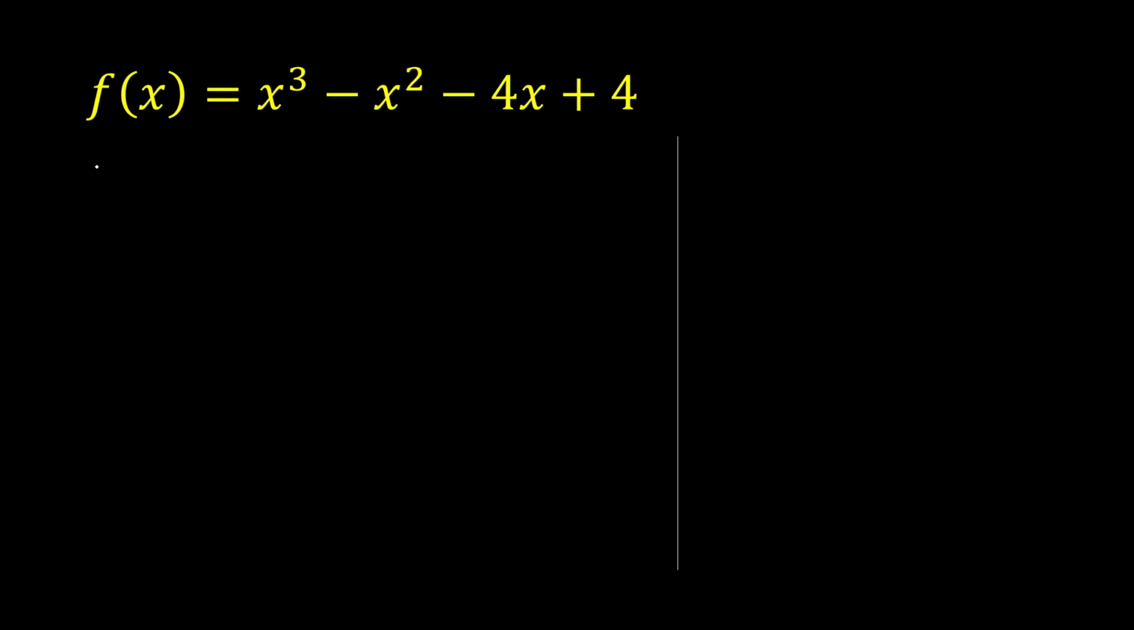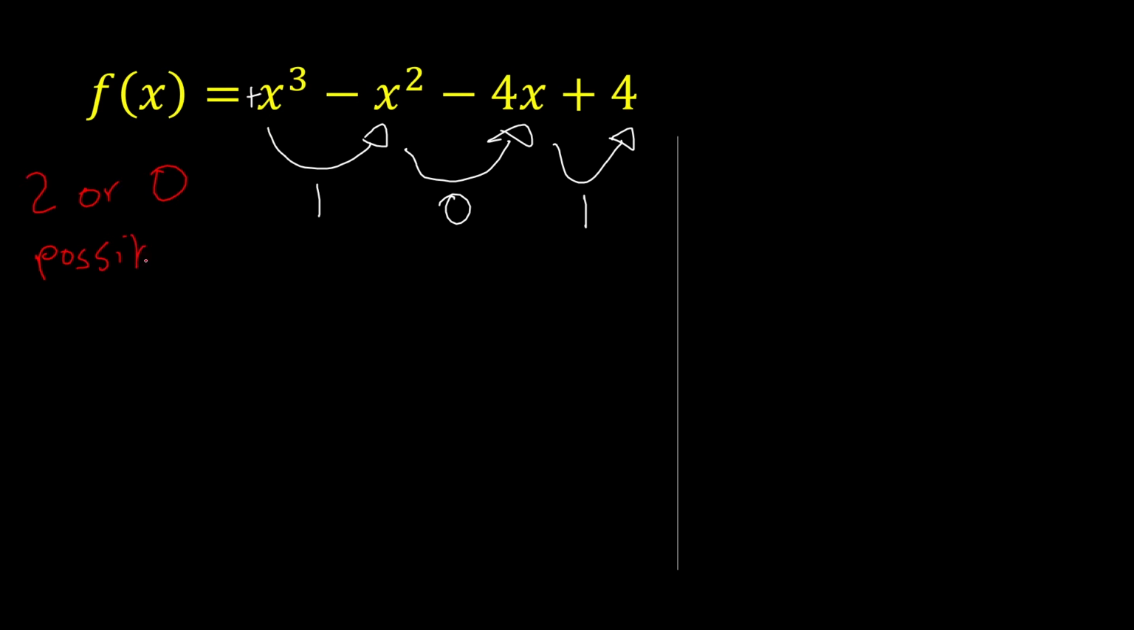So first, remember that we have to do the Descartes rule of signs. So for the possible number of positive roots, this is positive x cubed. There is a variation of signs here since it's positive to negative. There are no variations of signs here because it's from negative to negative, and from negative to positive, there is one variation of signs here. So we can say that there are 2 or 0 possible positive roots. Remember 0 because 2 minus 2 is equal to 0.